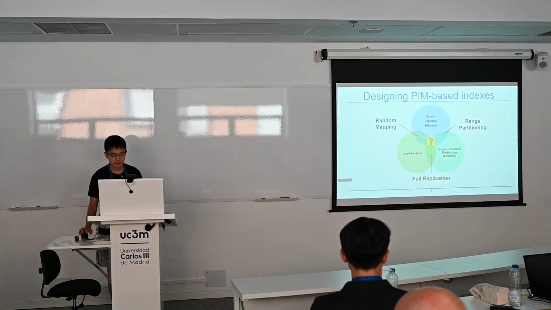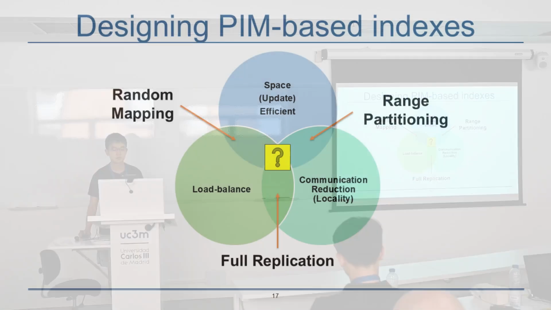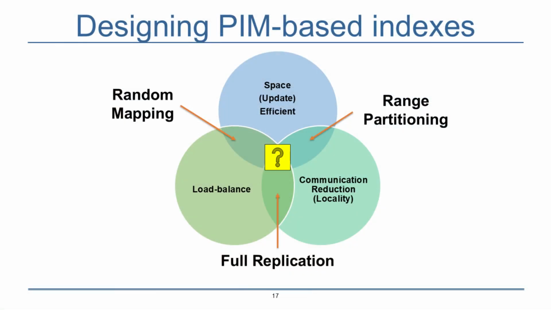From the previous two examples, we seem to find an inner contradiction between load balance and communication reduction. We should also take space consumption and update costs into consideration. Otherwise, we could simply replicate the index on all PIMs for optimal load balance and communication. As a result, this gives us a principal problem to consider when we design PIM-based indexes as well as all PIM systems. Can we find a sweet spot between space and update cost, load balance, and communication?